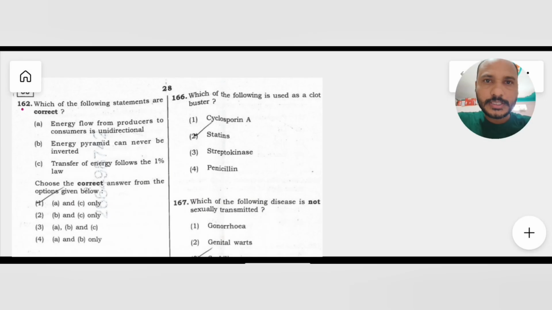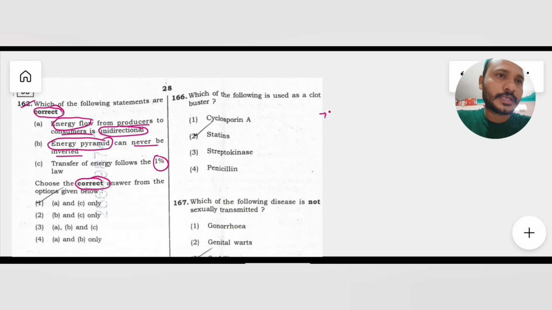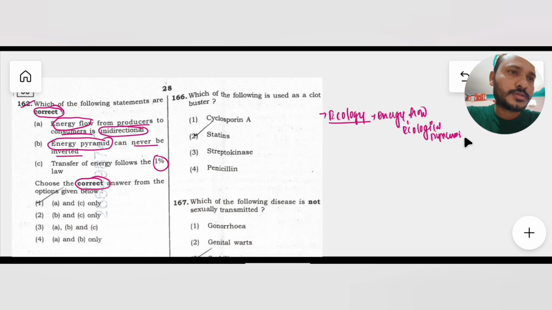Okay, next, 162. Which of the following statements are correct? Here three options are there. Energy flow from producers to the consumer is unidirectional. Energy pyramid can never be inverted. Transfer of energy follows 1% law. We have to choose the correct answer from those given below. These questions are from the ecosystem or ecology topic, where they focus on energy flow in the ecological pyramid. Let's start with some important notes on these questions.